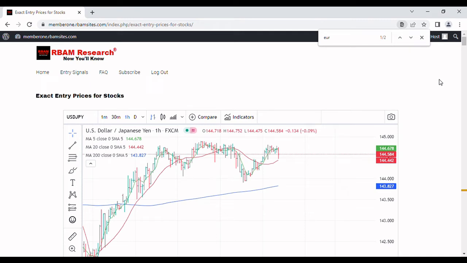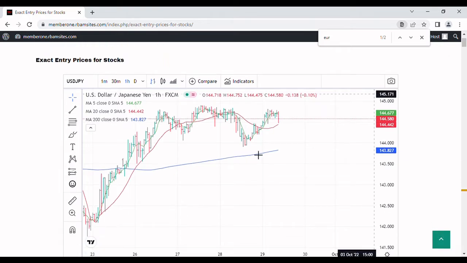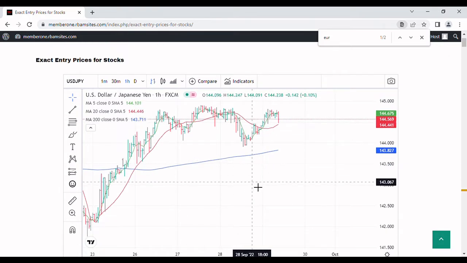We're going to do a brief video of USD JPY analysis, and we're looking at a daily chart of the US dollar versus the Japanese yen. We've got a green 5-day moving average, a red 20-day moving average, and a blue 200-day moving average.